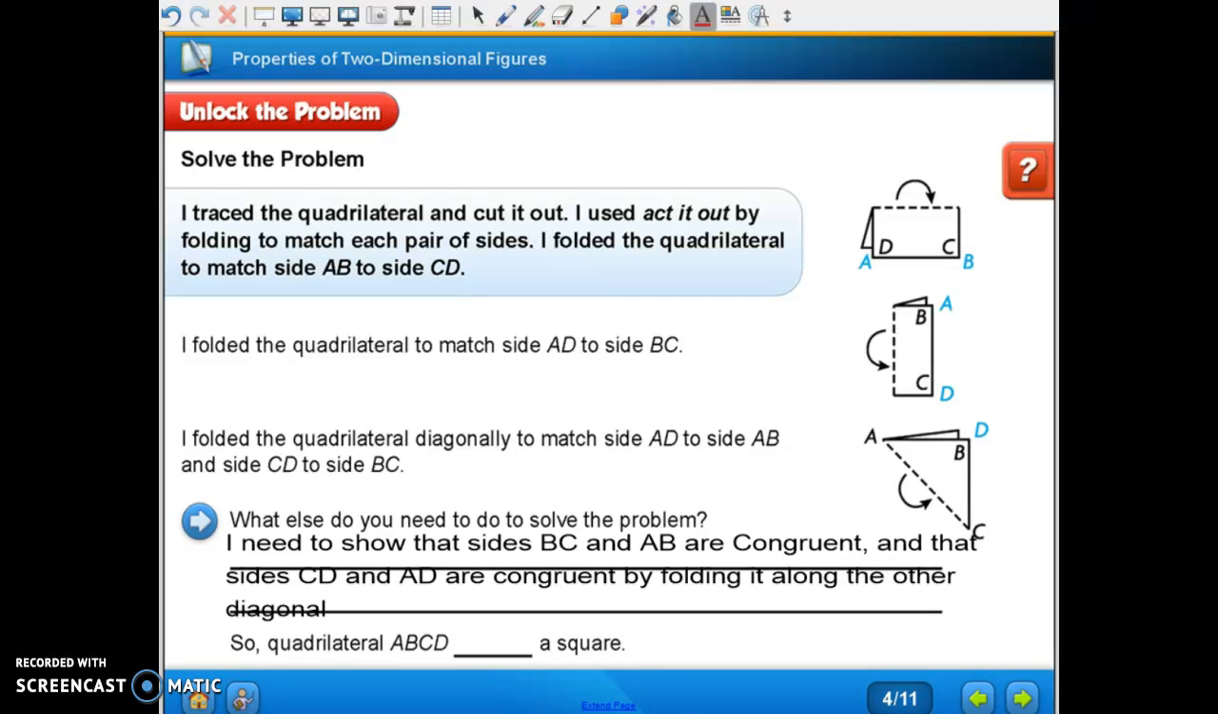So if you fold it like this, and again, if you're at home, you need to have a triangle or a square, and you need to be trying these things. So, quadrilateral ABCD, is it a square or not? Yes, it is a square.